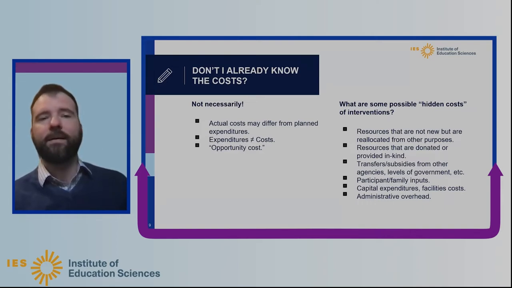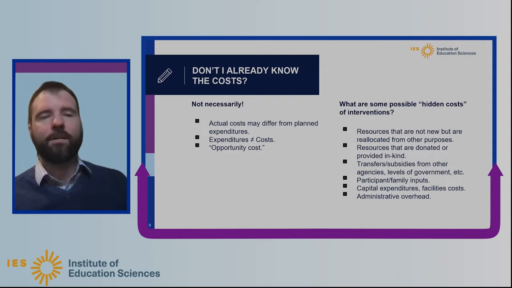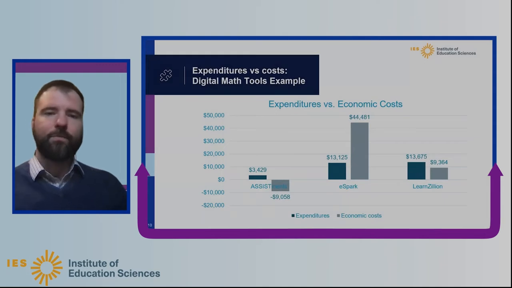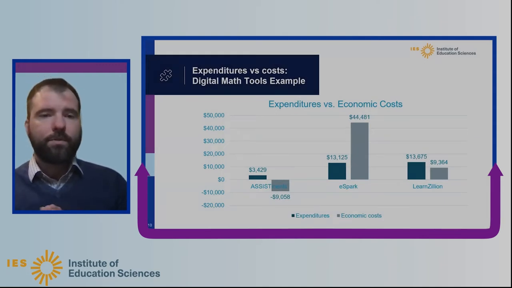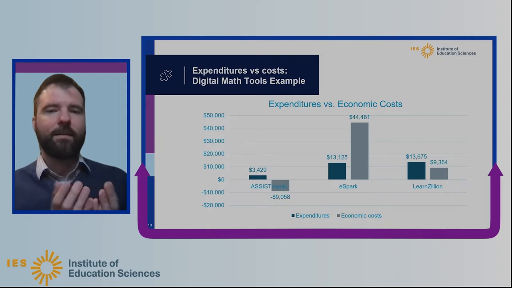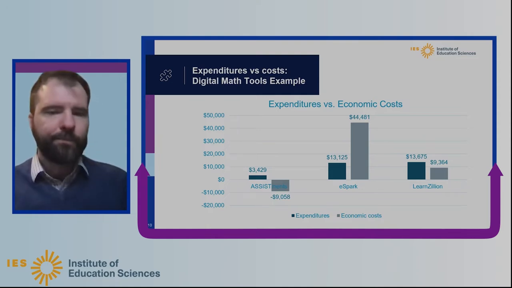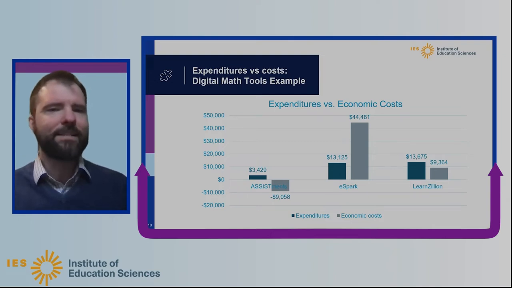So in addition to the benefits of doing a cost analysis that I outlined at the beginning, we also think that it could lead to a more accurate sense of what your intervention actually entails. So just to share one concrete example, this is a real example from our own work, comparing digital math tools. So we have Assessments, eSpark, and LearnZillion. If we just look at the darker grayish green, that represents the expenditures.